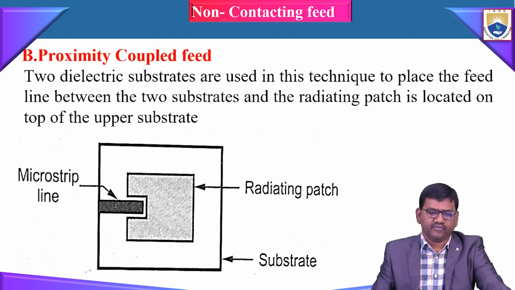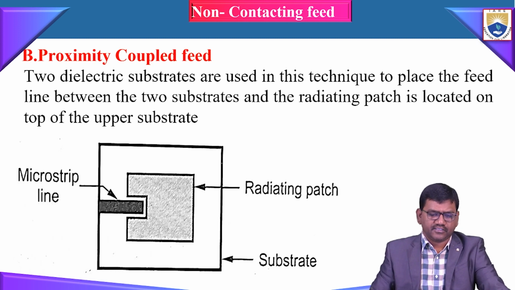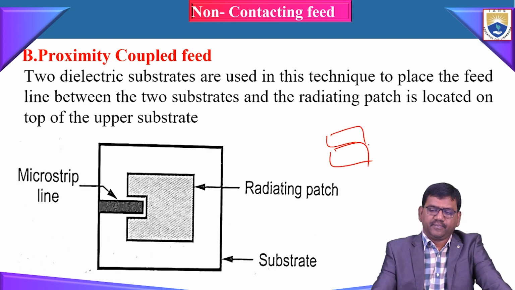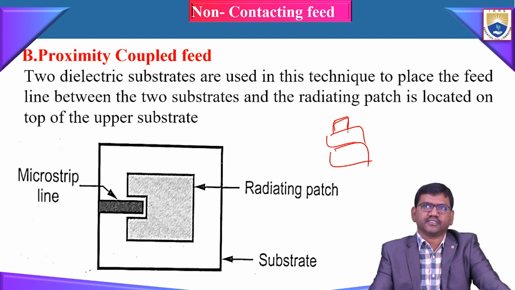The proximity coupled feed. Two dielectric substrates are used in this technique, with the feed line placed between the two substrates and the radiating patch located on the top of the substrate. Two dielectric substrates are used with different values. The radiating patch is placed on the top of the substrate.